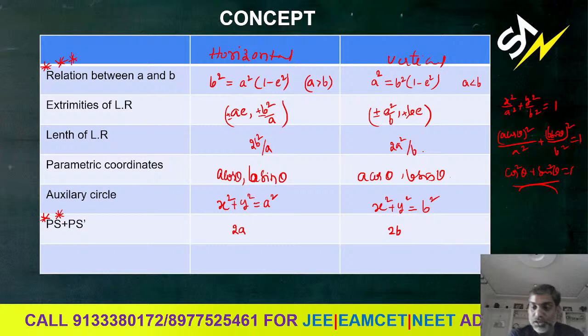Right? This is the basic information about the ellipse, the standard equation of the ellipse, the major differences between horizontal ellipse and vertical ellipse, and the things we have learned till now. All the relations, like the relation between a and b, latus rectum, length of the latus rectum, parametric coordinates, auxiliary circle, and PS plus PS dash. Again we can discuss that PS plus PS dash. Before that we discussed the center, vertices, foci, equations of the directrix, distance between the directrices, distance between the foci. Everything we have to remember. Okay, all right.